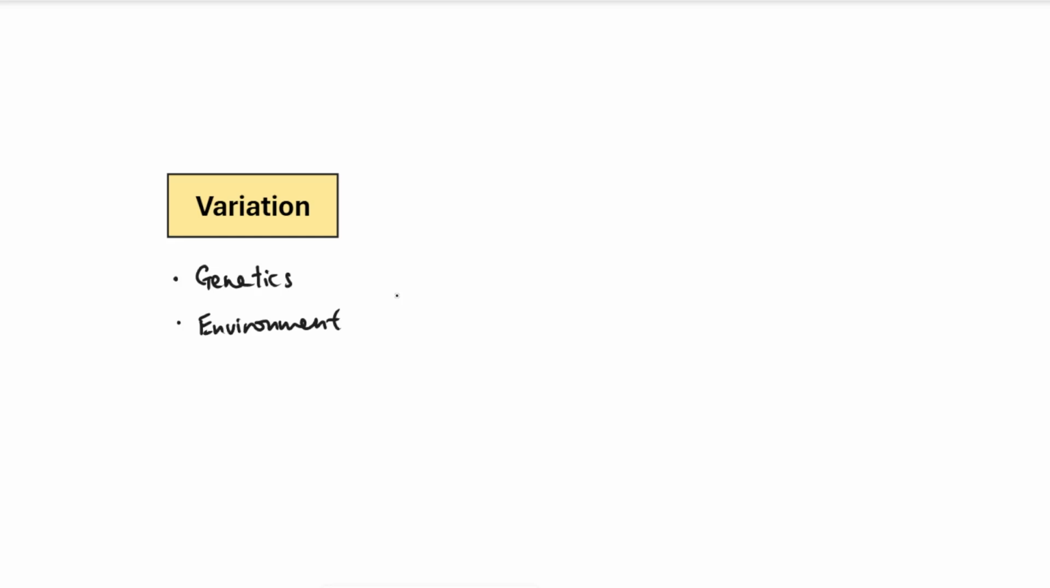Okay, so for example, we can say your hair color is caused by a mixture of your genetics, which codes for your natural hair color, but you might have dyed your hair as well, and that will be a variation caused by the environment. So when it comes to looking at the variations, you want to consider, is it caused by genetics only, environment only, or is it a mixture of both? But in this case, we're going to focus on the variations that are caused by our genes.